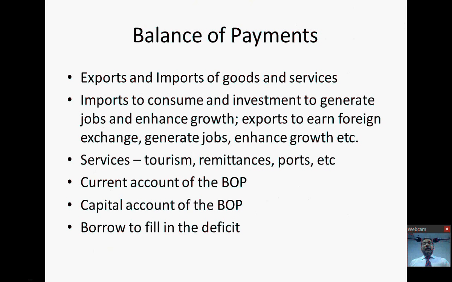Now how do you fill this balance of payments deficit? You have to engage in foreign borrowing. So when you open the newspaper, sometimes you find the government has gone for a sovereign borrowing from the international capital market, 1.5 billion or whatever, with high interest rates, 6.87% and so on. Why does the government do that? To fill in this gap.